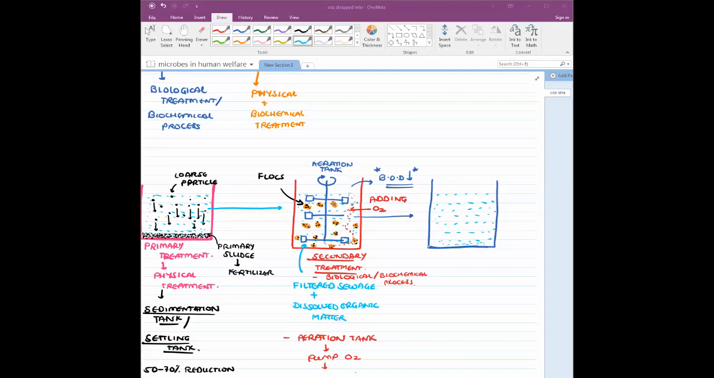So I will stick to the normal one, guys. We will stick to how it is really going to be, so it is going to be a part of secondary treatment. So this is also your secondary treatment. Keep this in mind.